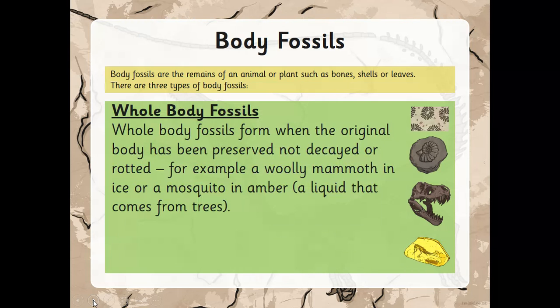Whole body fossils. Whole body fossils form when the original body has been preserved, not decayed or rotted. For example, a woolly mammoth in ice or a mosquito in amber, a liquid that comes from trees. So there's the whole insect. Looks like it got trapped in this sticky fluid called amber and has been preserved, which means it hasn't rotted.